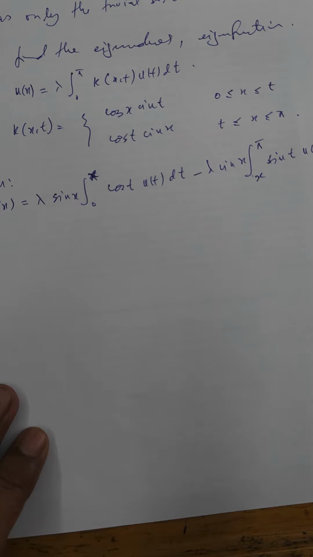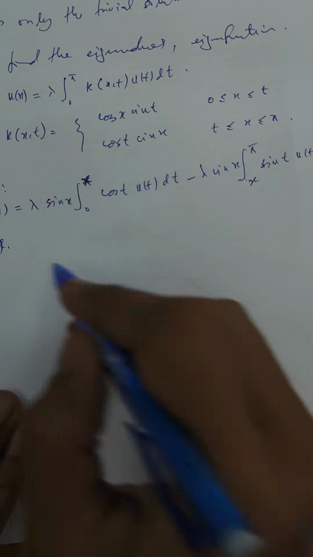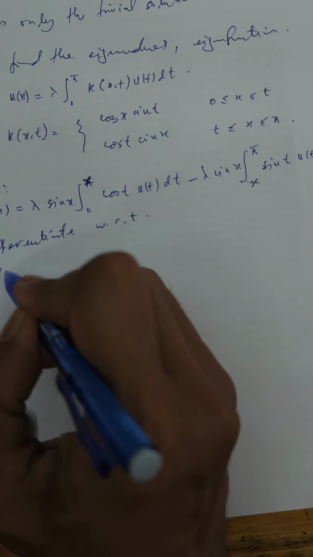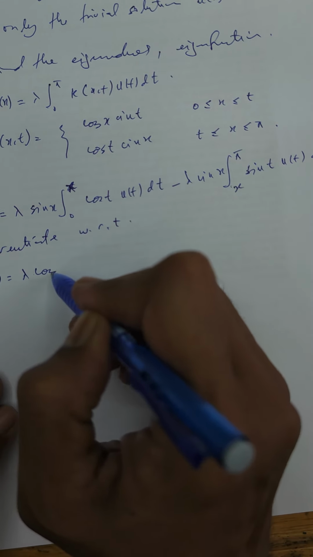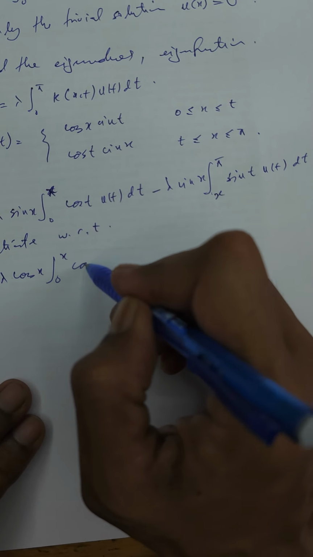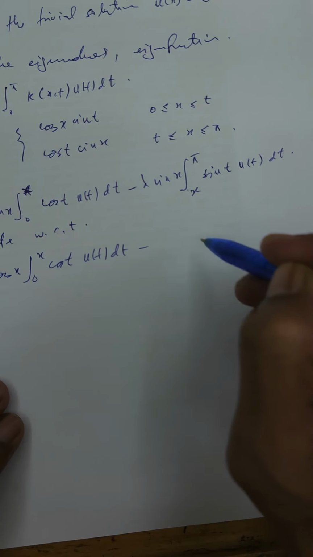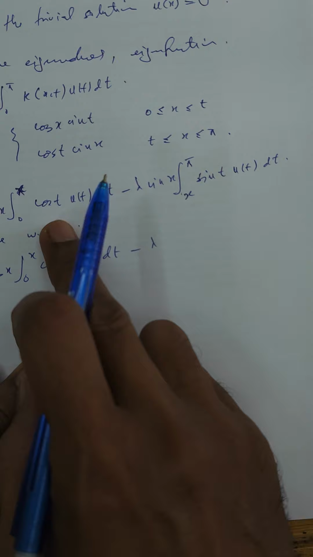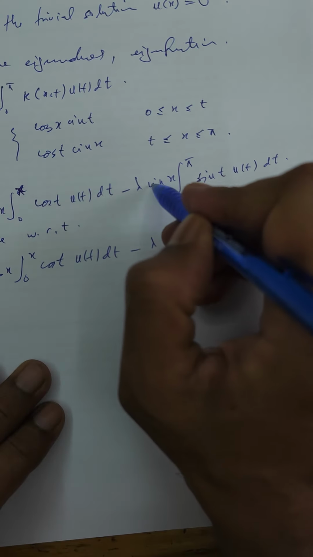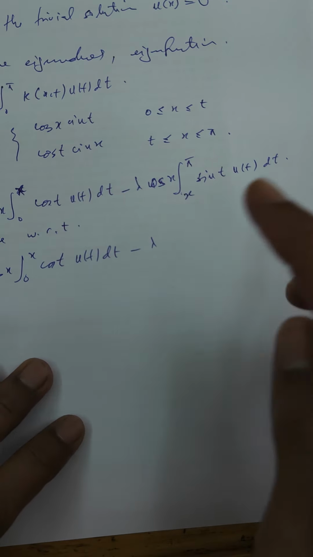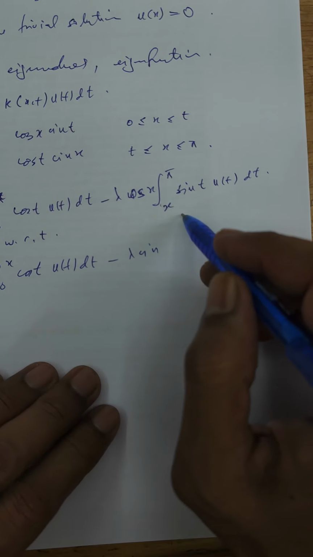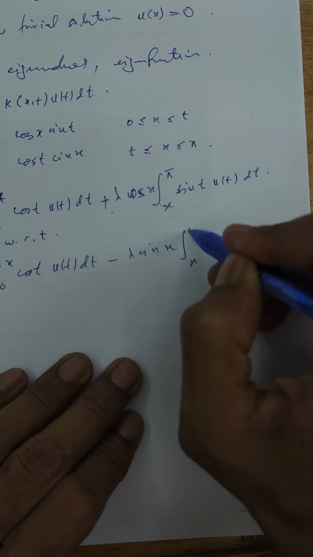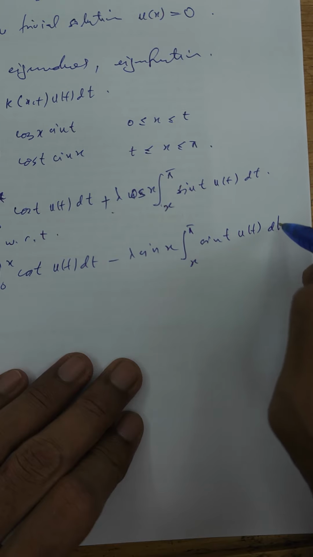So if you differentiate with respect to x those equations, that gives you u prime x equal to lambda cos x integrate 0 to x cos t u(t) dt minus lambda... something wrong here, this should be cos, sorry, this one should be cos, and then we have plus sine x integrate x to pi sine t u(t) dt.